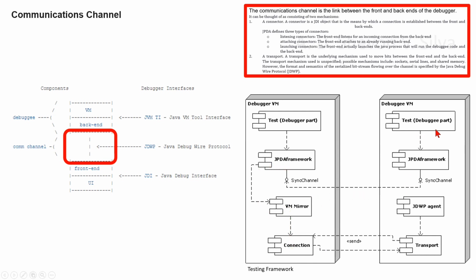Here the test debuggee part, JPDA framework, JDWP agent and transport are inside the debuggee VM. Here the JPDA framework in the debugger VM is connected to the JPDA framework in the debuggee VM via sync channel. Here the connection interacts with transport via send. Here the test debuggee part is connected to the JPDA framework, and the JDWP agent is connected to transport here.